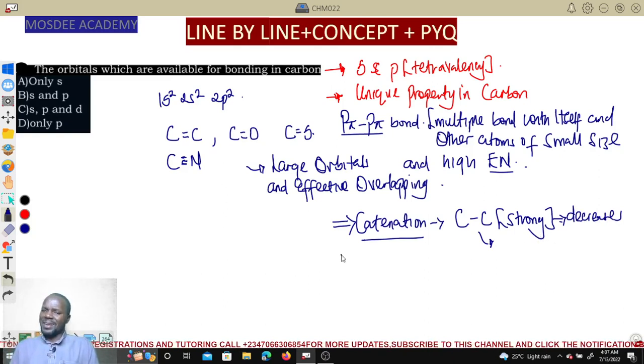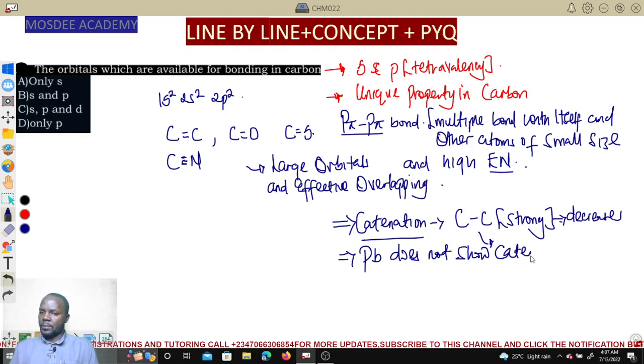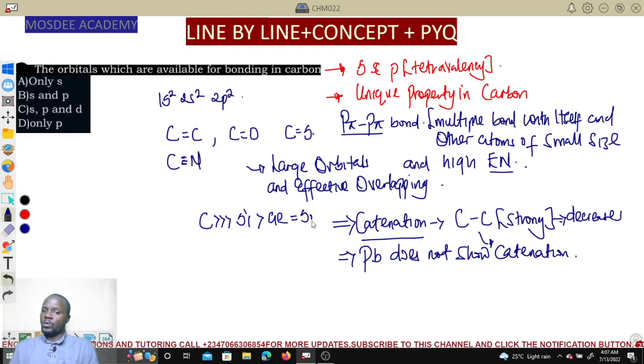You can also keep in mind that lead, Pb, does not show catenation. Please note that, it's very important. You can also keep in mind that the order of catenation is written as carbon is very, very greater than silicon, which is greater than germanium, and germanium is approximately equal to tin.